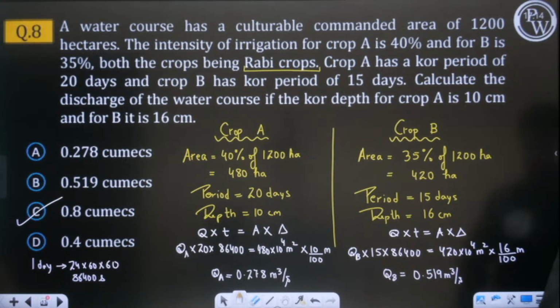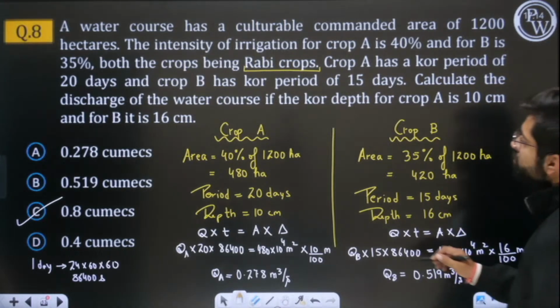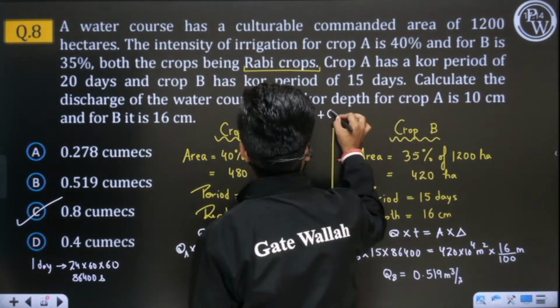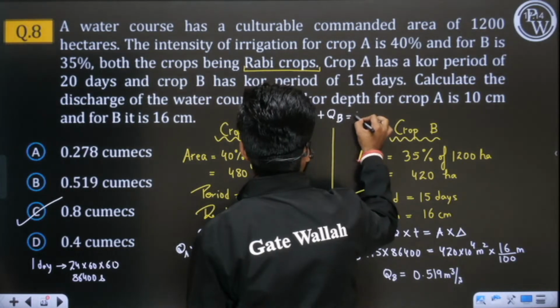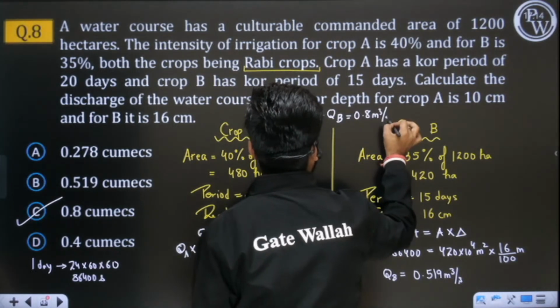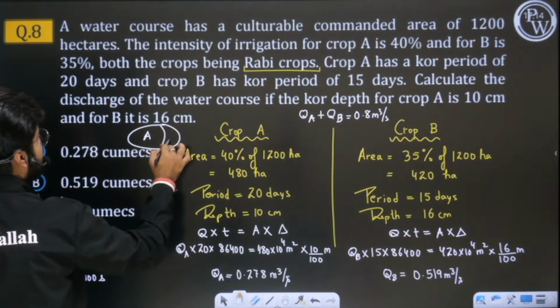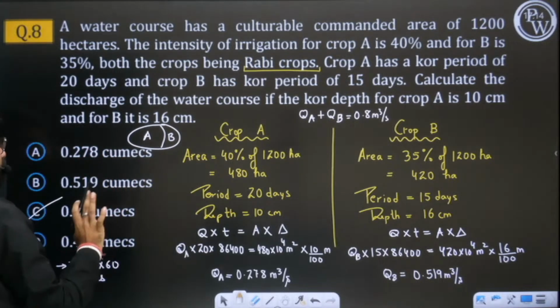So you can simply add it up, you will get the answer. Because both are Rabi crops, that's why we are adding. So simply find QA plus QB, which will be nothing but 0.8. Because in the field, both of them are present side by side together.